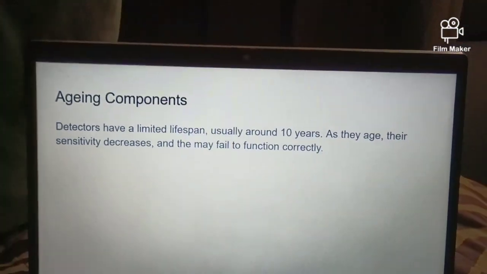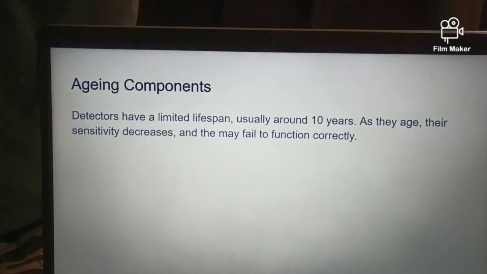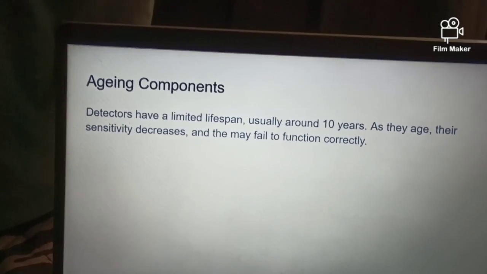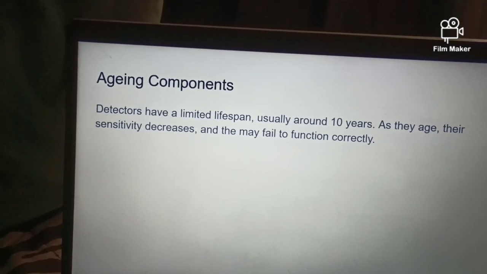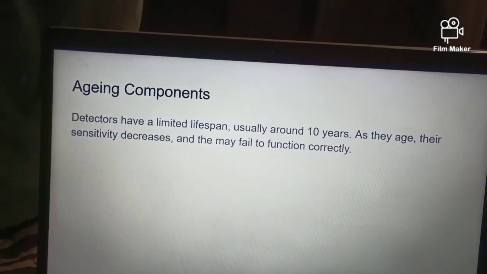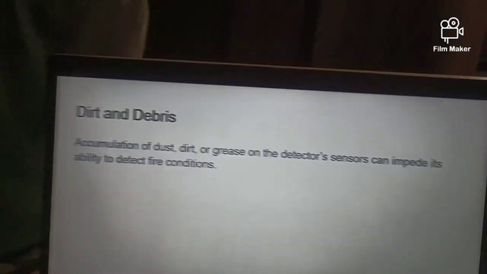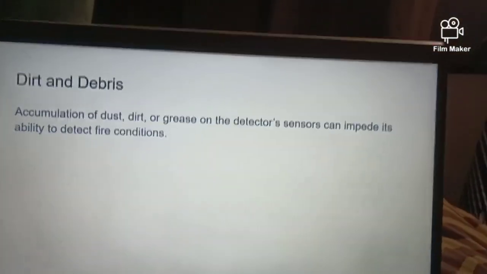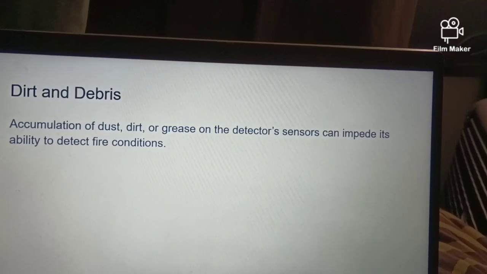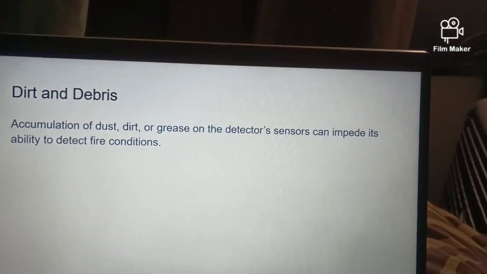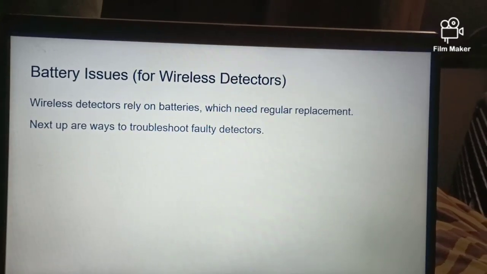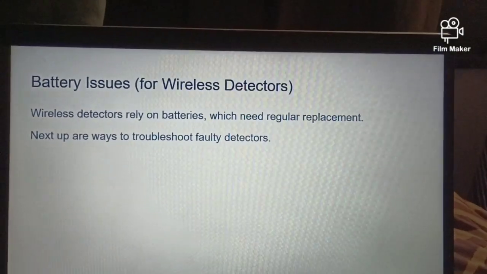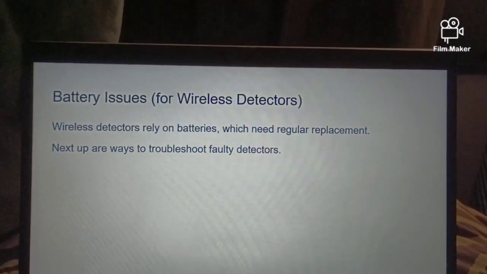Aging components. Detectors have a limited lifespan, usually around 10 years. As they age, their sensitivity decreases, and they may fail to function properly. Dirt and debris. Accumulation of dust, dirt, or grease on the detector sensors can impede its ability to detect fire conditions. Battery issues for wireless detectors. Wireless detectors rely on batteries, which need regular replacement.